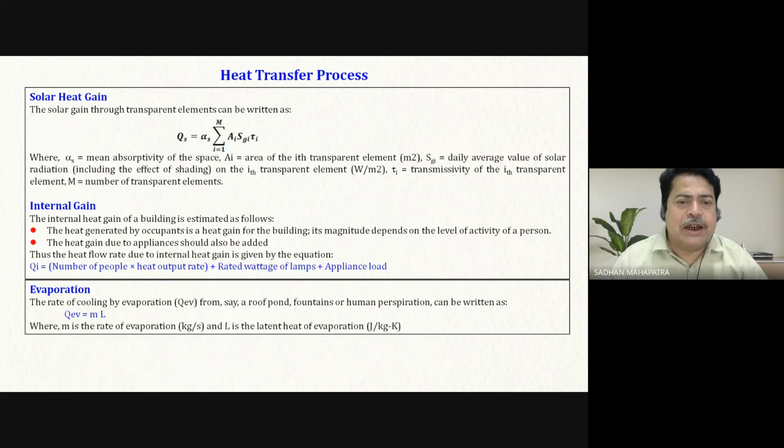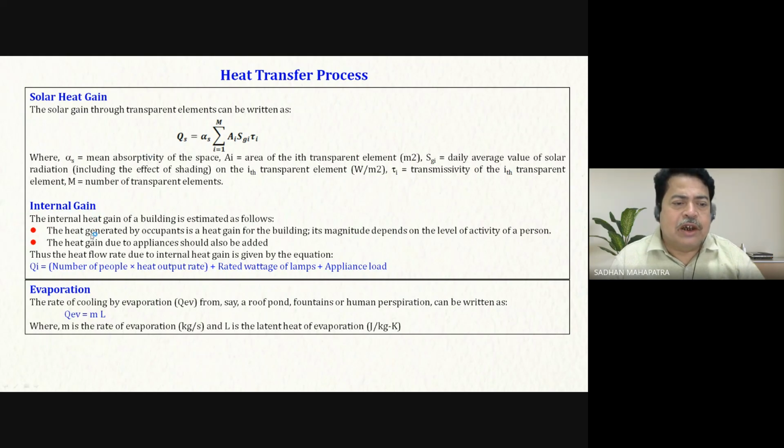So if the radiation is more, your Qs is more. If the tau is more, Qs is more. If I look at clear glass, the tau can be 0.8, whereas if I look at some coating on the glass surface, your tau can come down to 0.3, and that means your solar heat gain through the glass element will also come down.